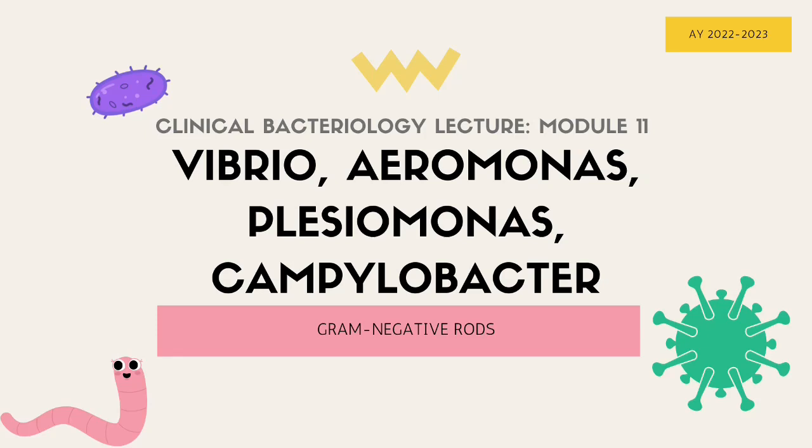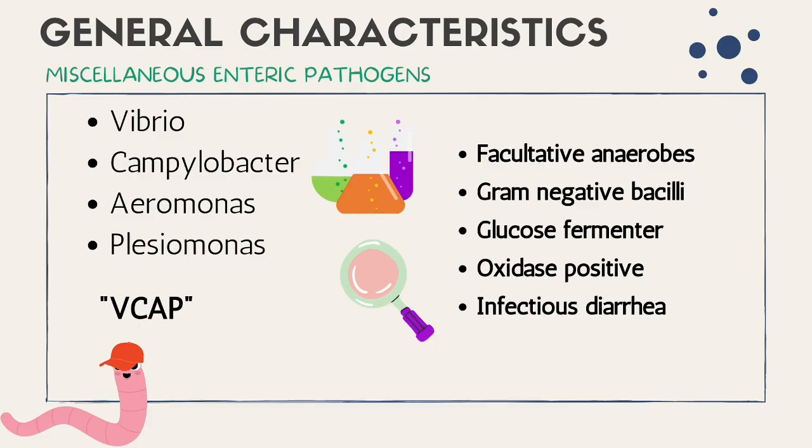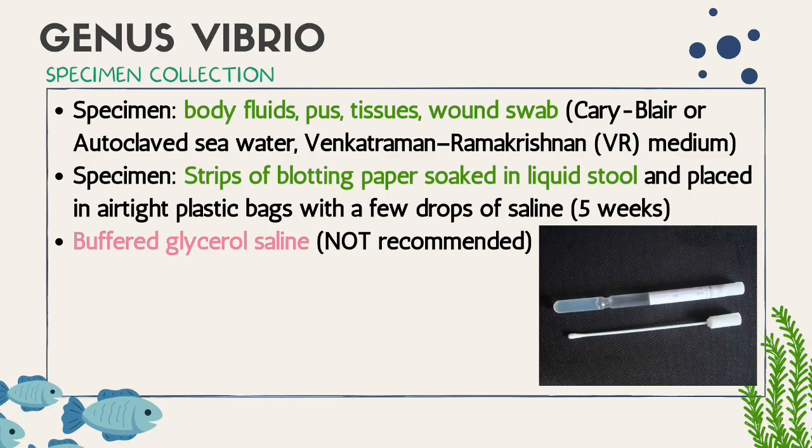Hello everyone and welcome to part 2 of our video lecture for Module 11, the Vibrio, Aeromonas, Plesiomonas, and Campylobacter species. For part 2, our lecture will be all about the laboratory isolation and identification of these particular miscellaneous enteric pathogens. Again, here are the general characteristics of most of our miscellaneous enteric pathogens. We will be dealing with the laboratory isolation and identification of this particular family or genera, what we call the VCAP. So let's start with the genus Vibrio.